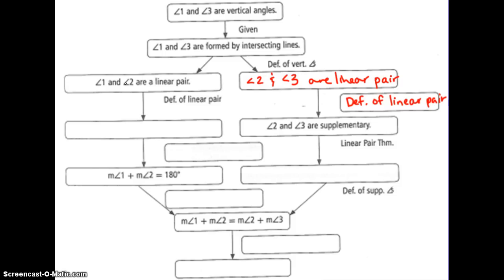Alright, so because we know that angle 1 and angle 2 are a linear pair, we know that they also have to be supplementary. So we say angle 1 and angle 2 are supplementary. And we know this because of the linear pair theorem. We proved that in our last video. And then it says angle 2 and angle 3 are supplementary by the linear pair theorem. They've already filled that one in for us. Now, supplementary means that they add to 180 degrees. So the measure of angle 1 plus the measure of angle 2 equals 180. That right there is the definition of supplementary.